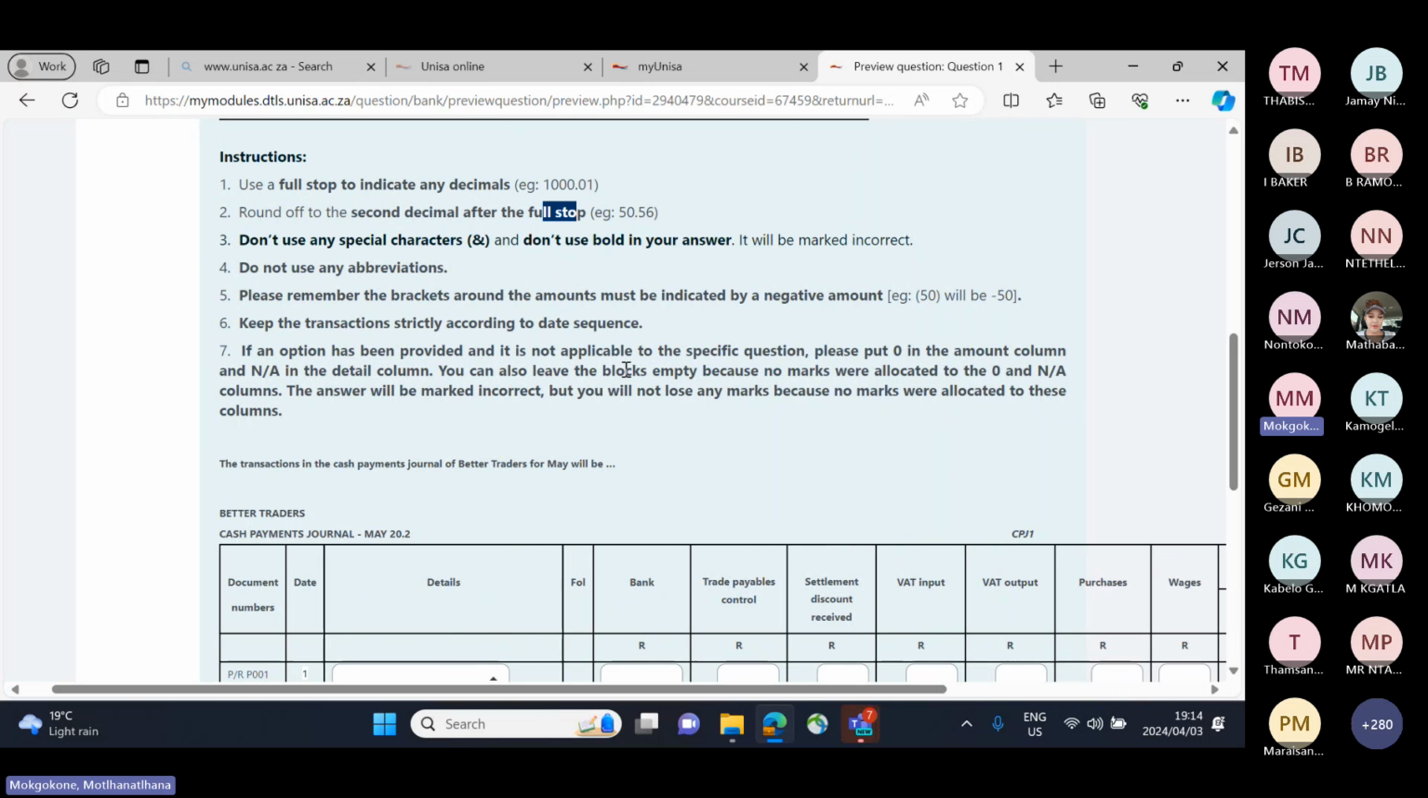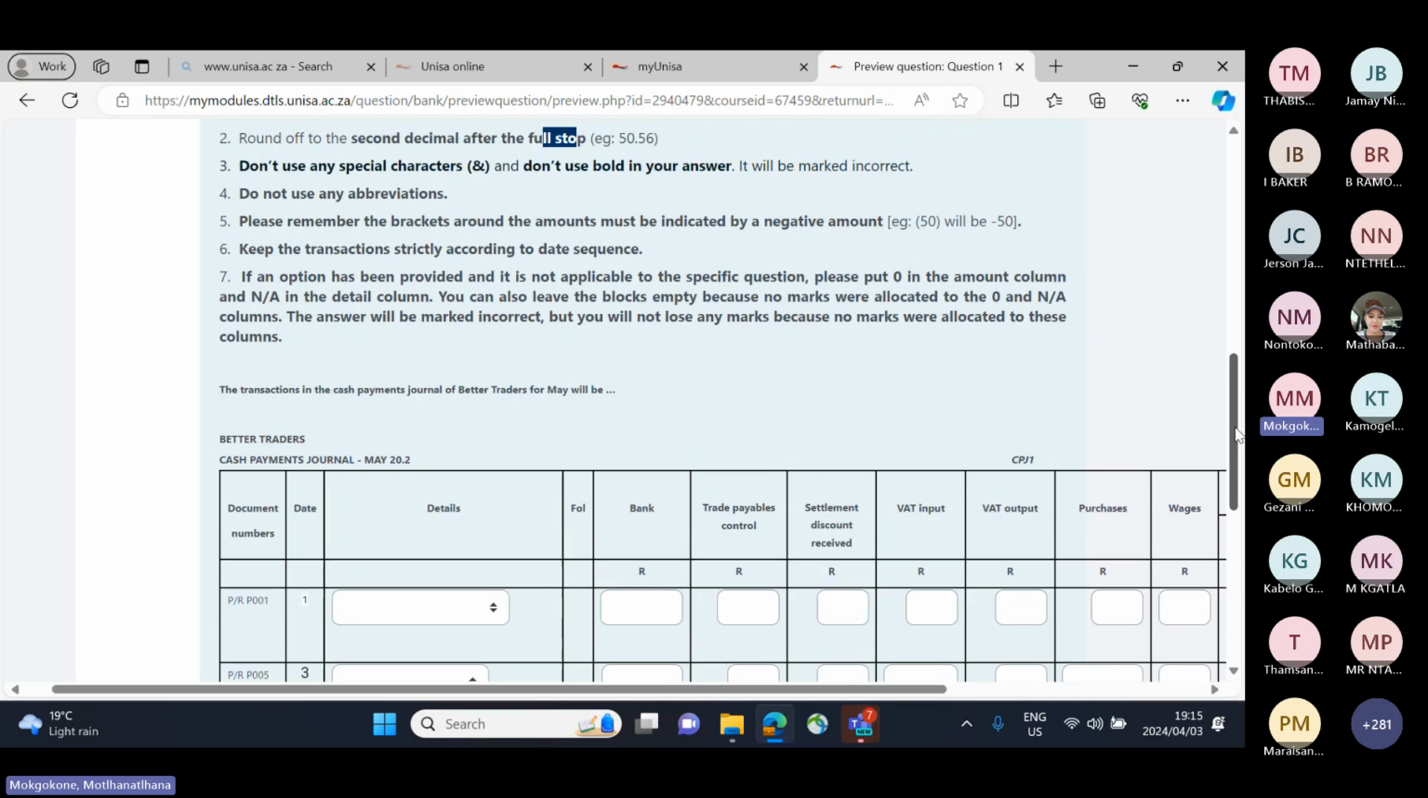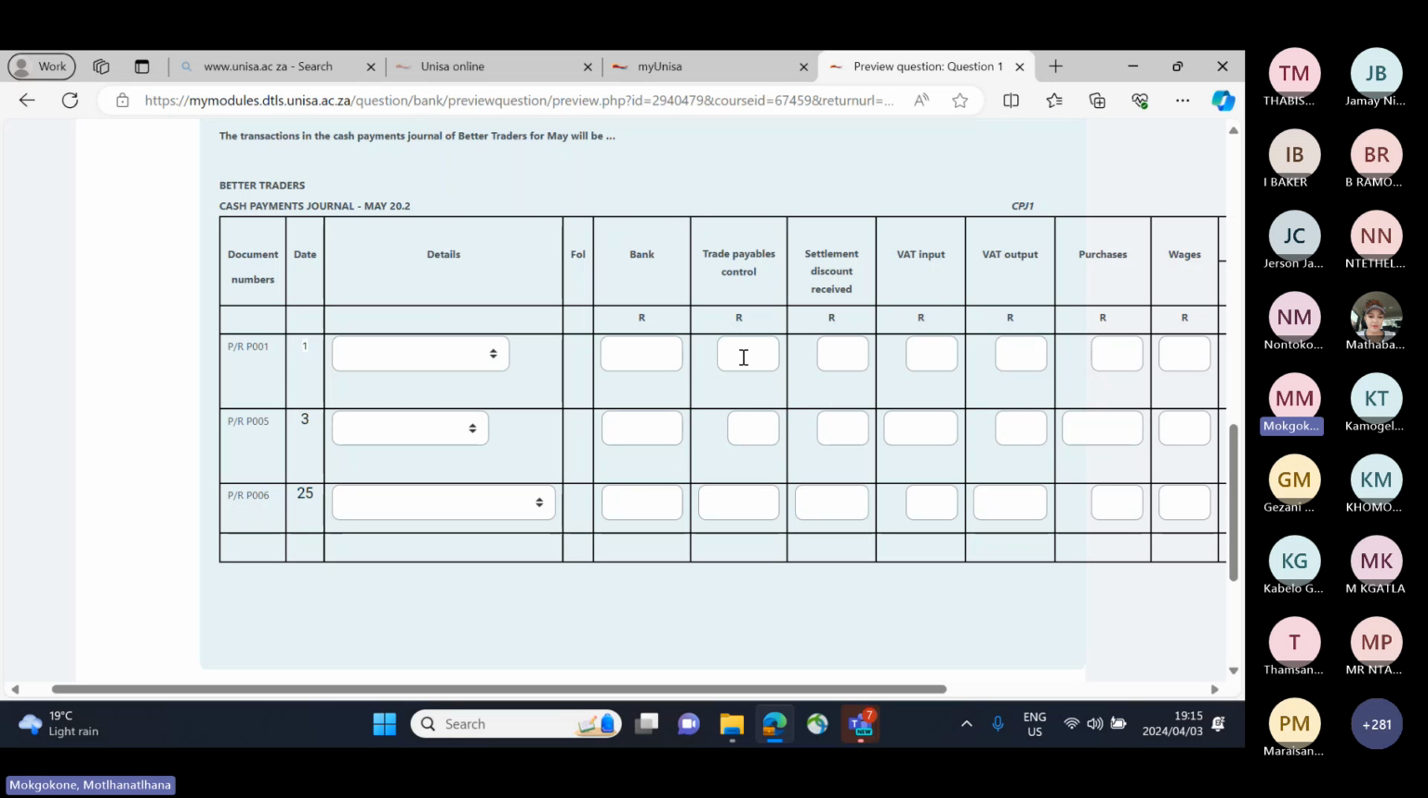You can also leave blocks empty because no marks were allocated to the 0 and not applicable column. The answer will be marked incorrect, but you will not lose any marks because no marks were allocated to this column, because many students were complaining, saying their answers were marked incorrect. Because if you leave any block, maybe I fill all the blocks, maybe I leave this trade payables control empty, then when you click submit and finish, it will tell you maybe question 1 is incomplete because you left one of the columns empty.